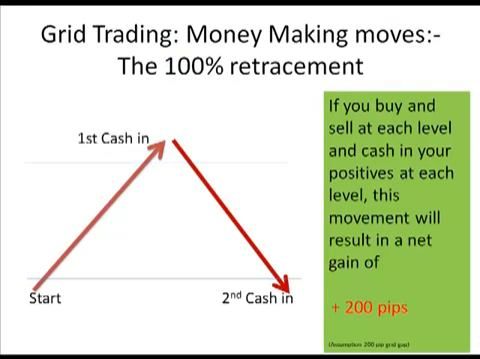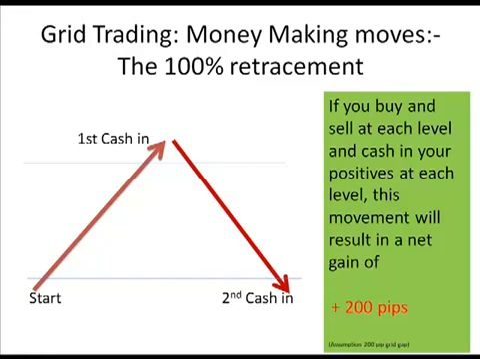Okay, so let's have a look at some money-making moves using the grid system. The first one is the 100% retracement move, and that results in a profit. If using a 200 pip grid, that would result in a 200 pip profit.